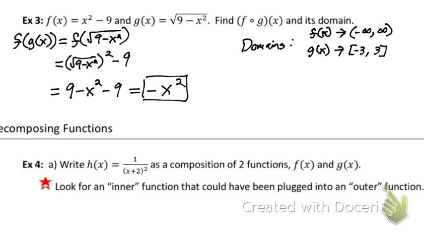So your domain of f of g of x would just be negative 3 to 3. So yes, our equation is negative x squared, but we can only graph it from negative 3 to 3 because those are the only numbers I can plug into this one.